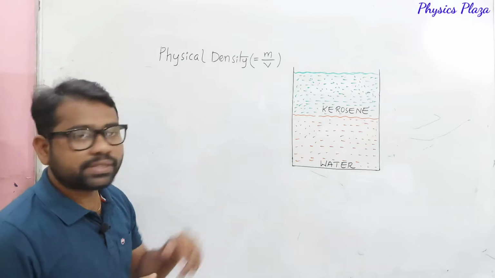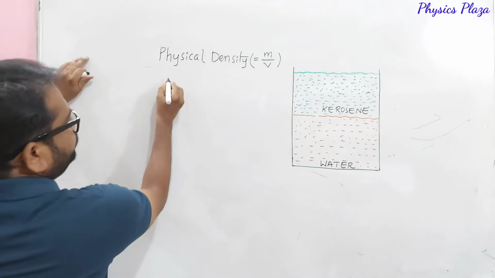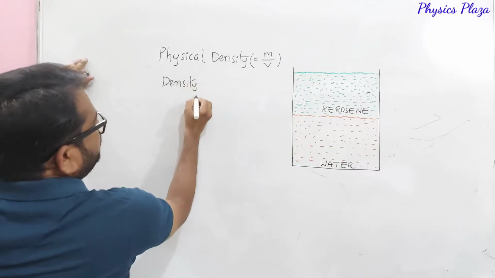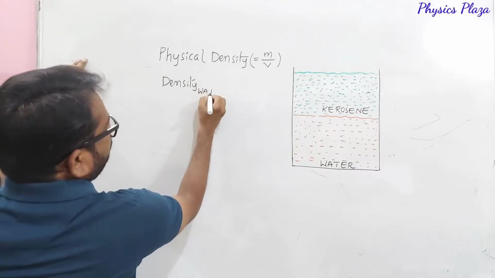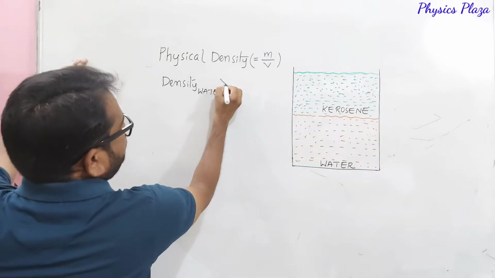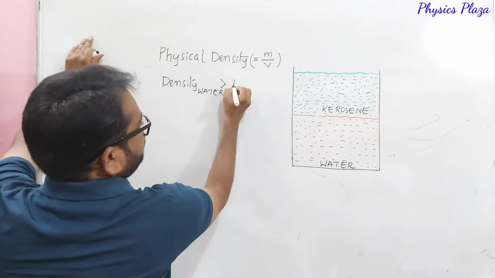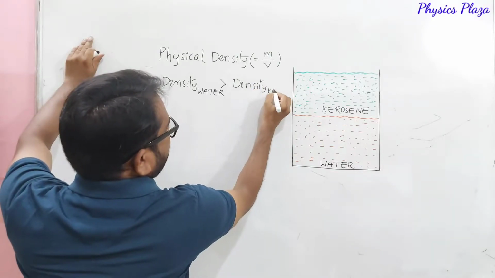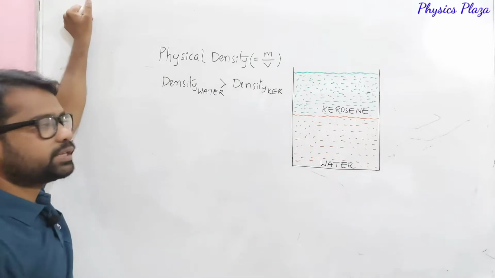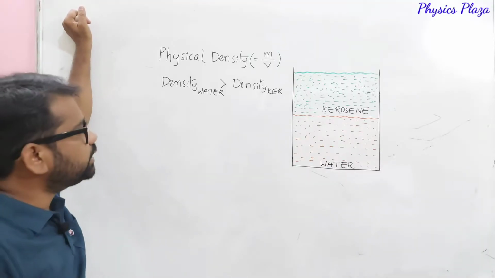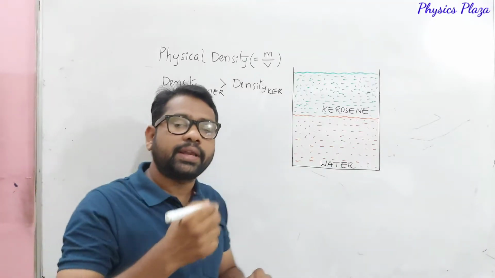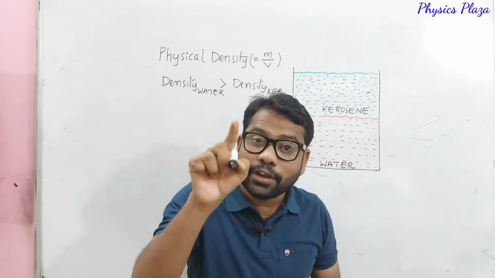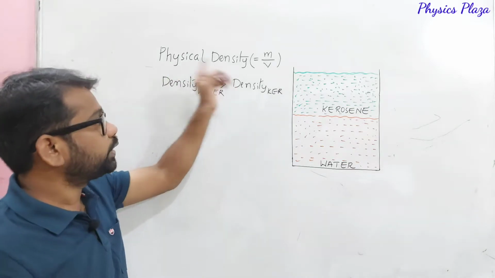So here what can we say? Can we write like this here? Try to understand. Density of water is greater than the density of kerosene. Let me write the shortcut here. Which means, children, water is more dense, kerosene is less dense. But dear children, strictly we are talking in terms of physical density only.